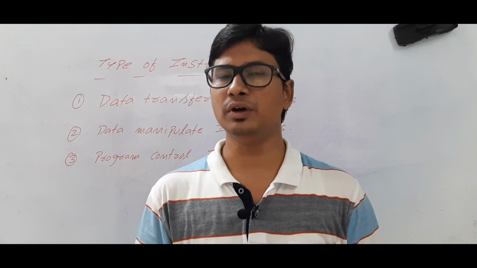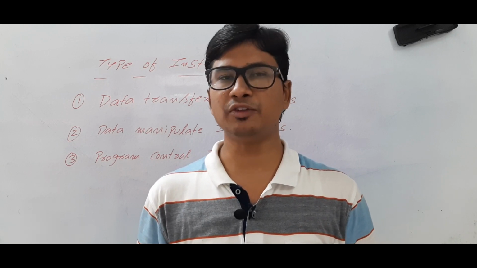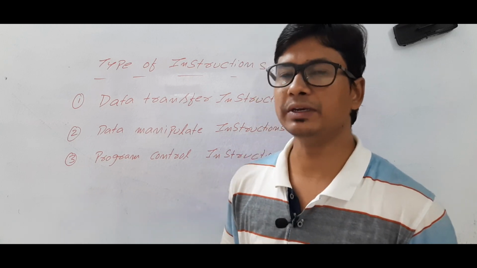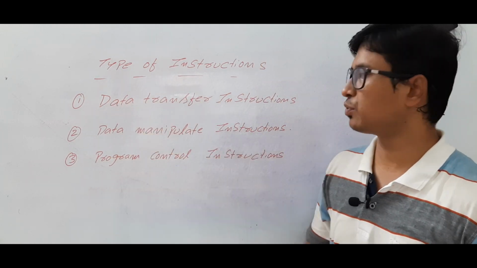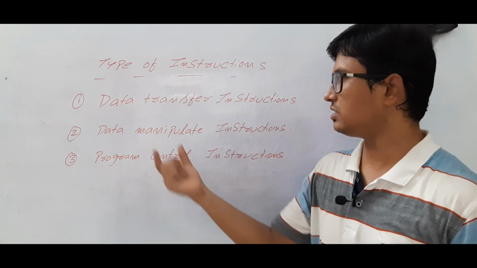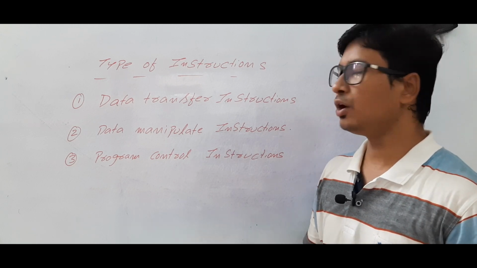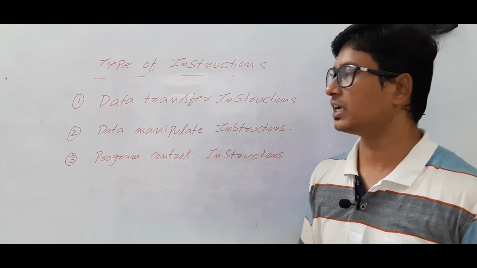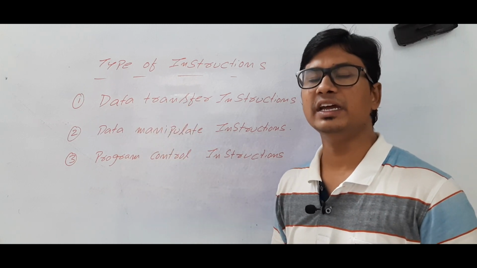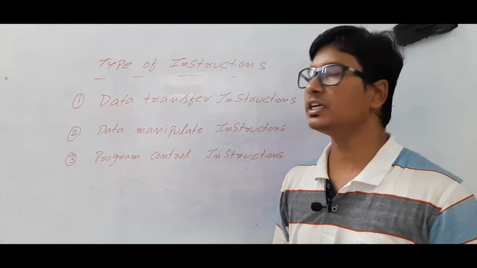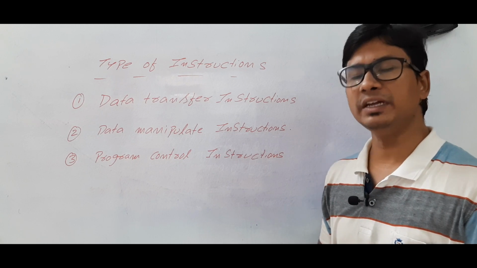Now in this video, I want to discuss the various types of instructions based on what kind of operation they perform. We have classified the instructions into 3 types: data transfer instructions, data manipulate instructions, and program control instructions. Now let me discuss each one in detail. What is meant by a data transfer instruction? From the name itself you can understand it is a transfer instruction. The meaning is that data is transferred from one location to another location.